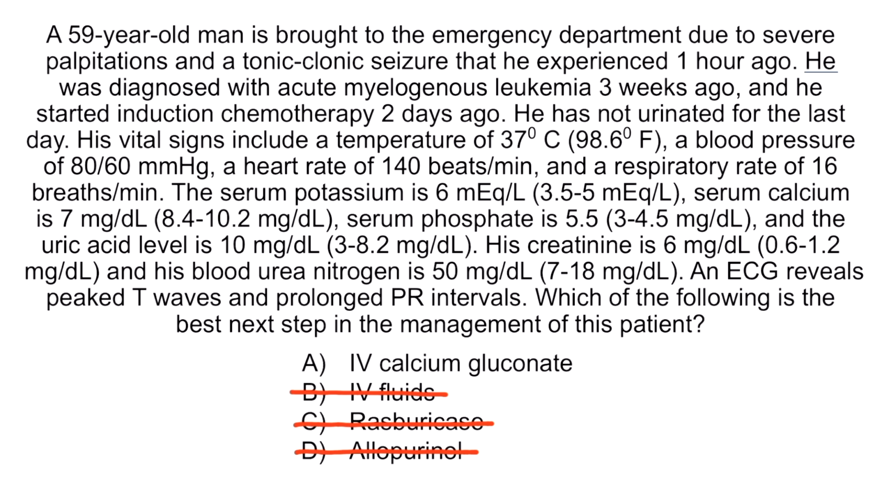However, the best next step for him is to prevent lethal arrhythmias from hyperkalemia, which is why we prioritize IV calcium gluconate over the other options. So B, C, and D are incorrect, and again, the correct answer is option A, IV calcium gluconate. And that concludes this section.